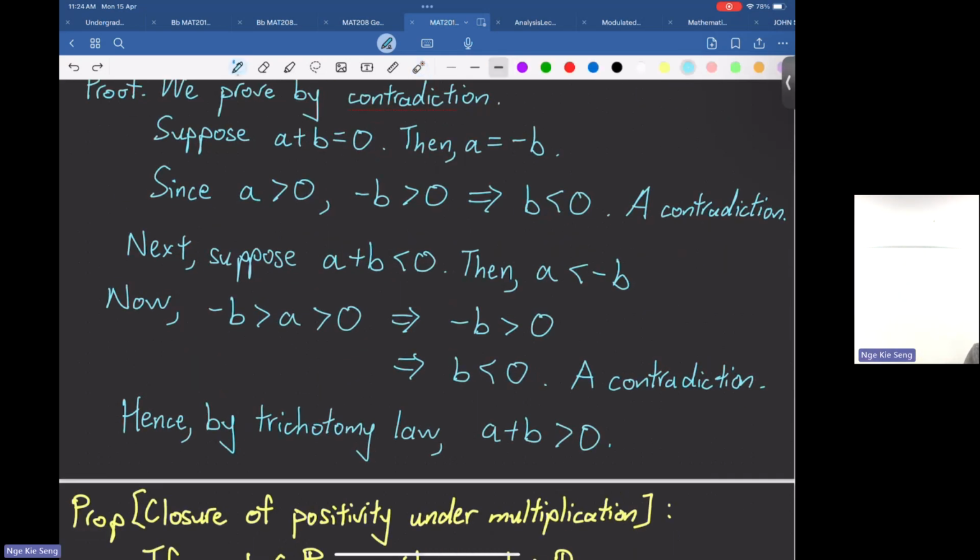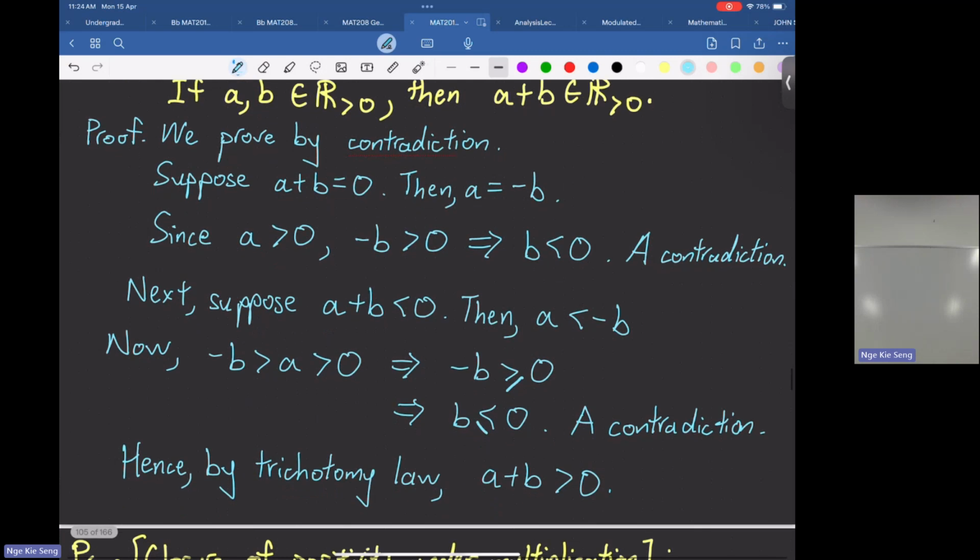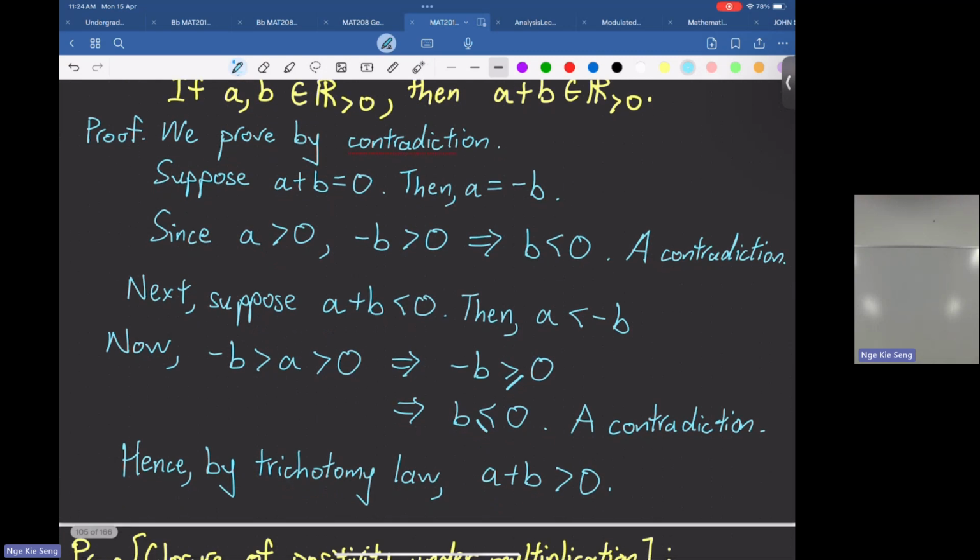So you get minus B is greater or equal to 0. Meaning what? B is less than or equal to 0. Again, contradiction, right? B cannot be 0 because B is strictly greater than 0. B cannot be less than 0 because B is greater than 0. So it cannot happen.